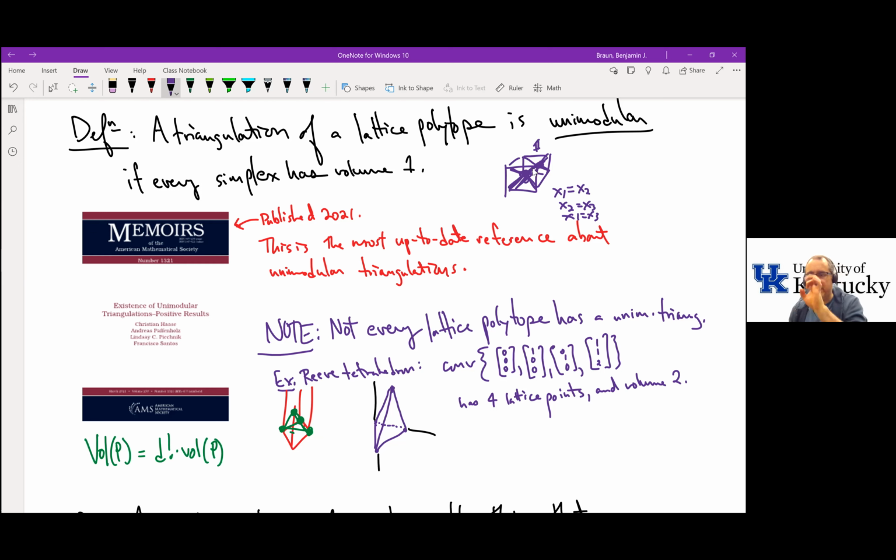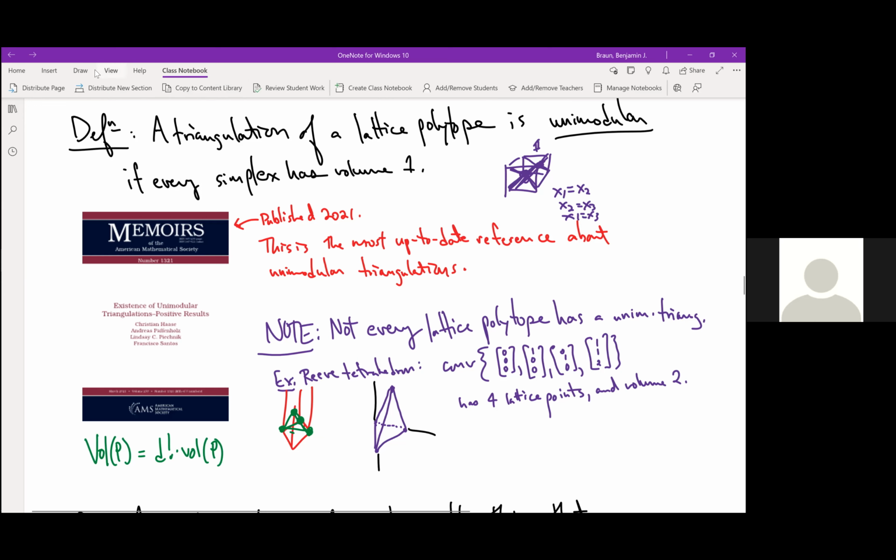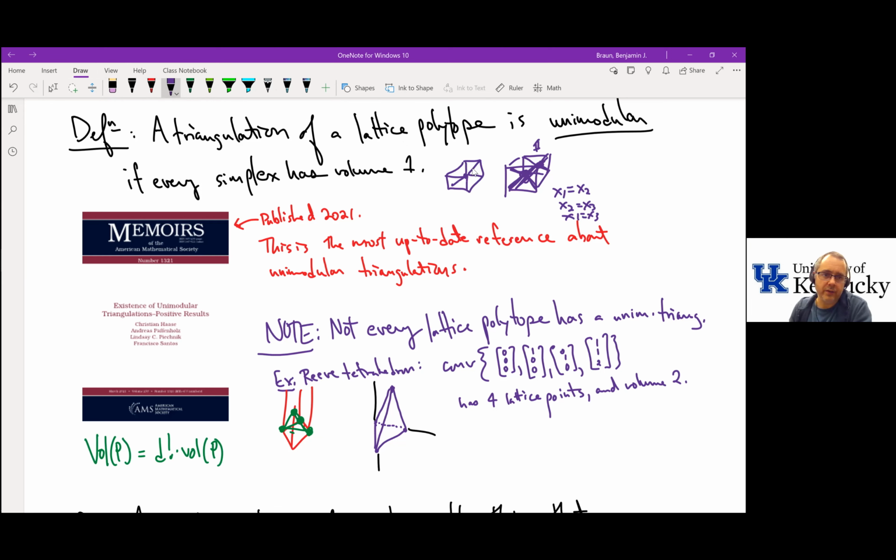So if you were to line up the all ones vector and the 0 vector and look at them straight on top of each other, you would see this picture. And each of these triangles is just like a tetrahedron projected down.